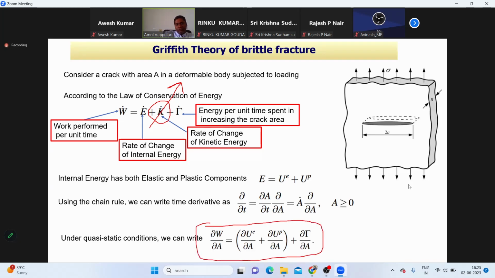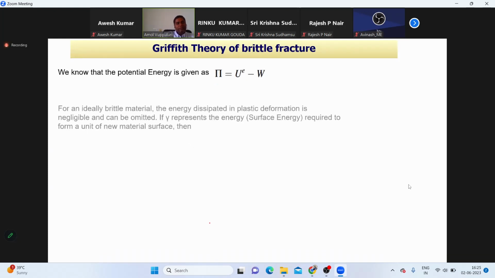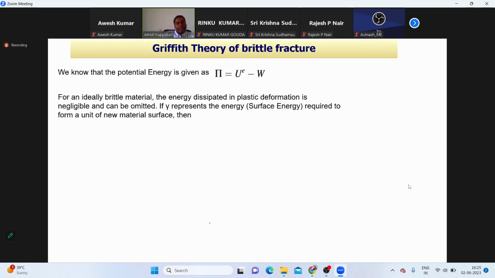dA is equal to ∂U_E/∂A plus ∂U_P/∂A plus ∂Γ/∂A. So gamma is the total energy associated with the crack surface. We also know that the potential energy is given as strain energy minus work done. For an ideally brittle material, the energy dissipated in plastic deformation is also negligible. So we can even ignore the U_P effect.